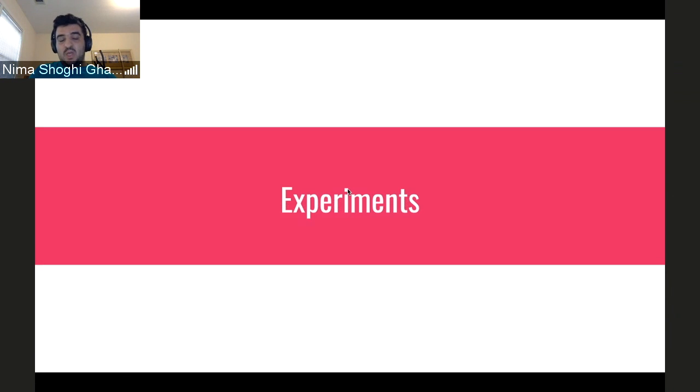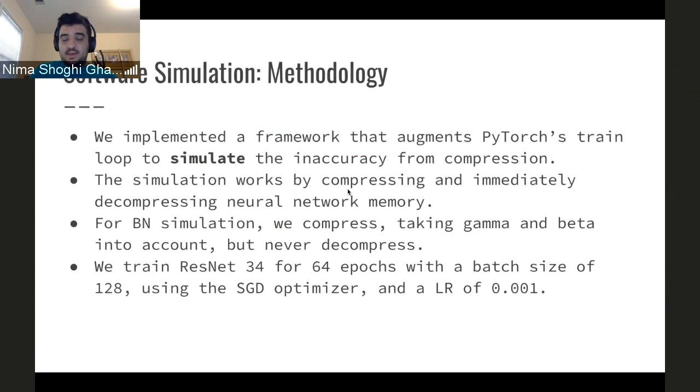Okay, so you have two different experimental methodologies. For the software, we essentially implement a framework that simulates the inaccuracy of compression. We do this by compressing and immediately decompressing, and we also take the batch normalization into account.